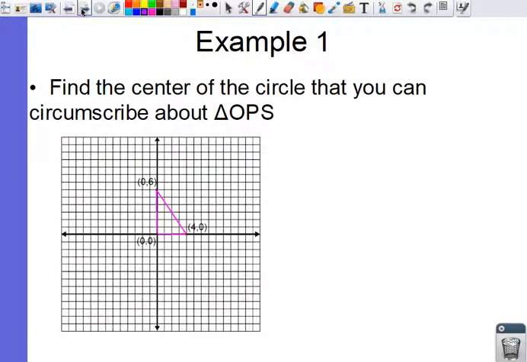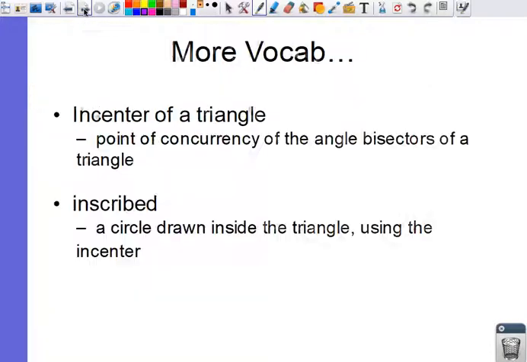So on a graph, this is obviously a right triangle. And so if you remember what I just said, the circumcenter is at the midpoint of the hypotenuse. So the circumcenter is right here on this triangle, and that's at the point (2, 3). They're the only triangles that you can do on a graph. Everything else requires a compass.